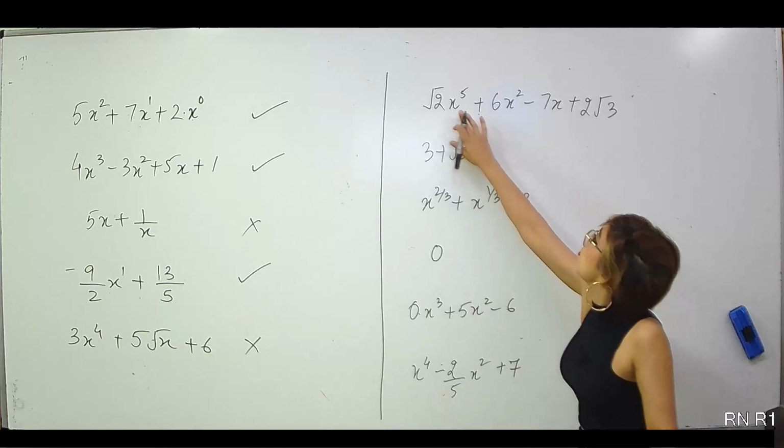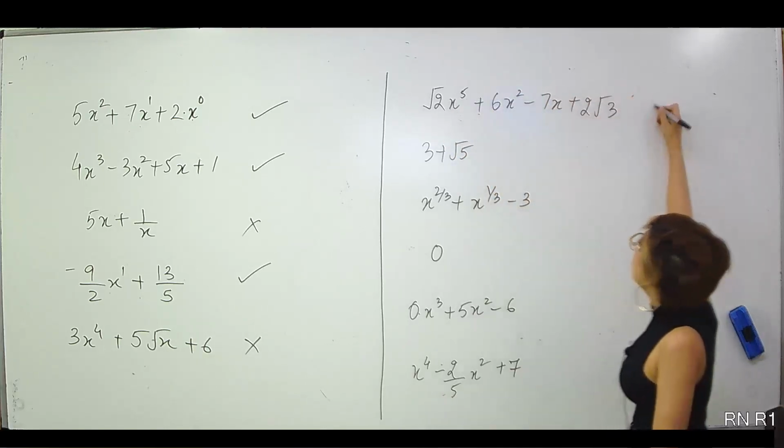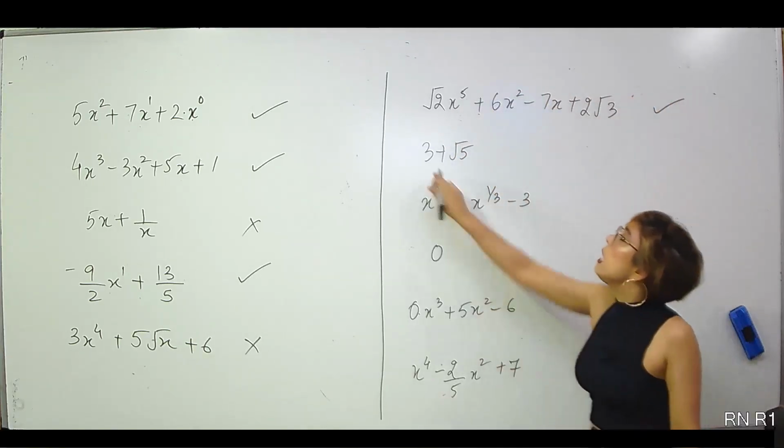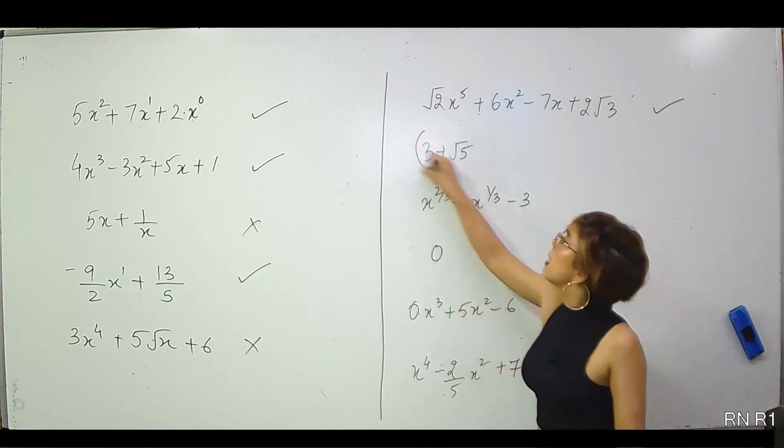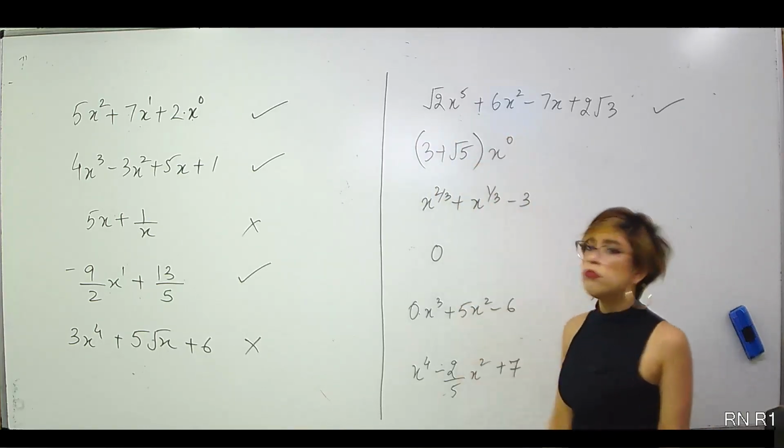Next, x raised to 5, 2, 1, 0. It is a polynomial. Now, 3 plus root 5. Say x is not here, I can write this as into x raised to 0.